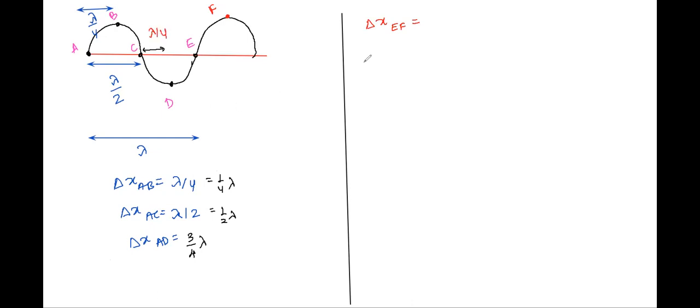Path difference, sir, it's lambda by... See, this entire E to G distance is lambda by 2. So half of it should be lambda by 4, not pi by 4. Lambda by 4, right? Clear? Okay.